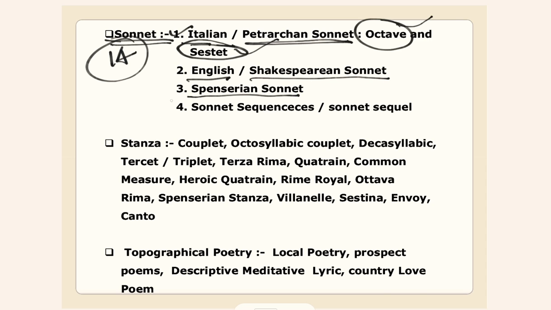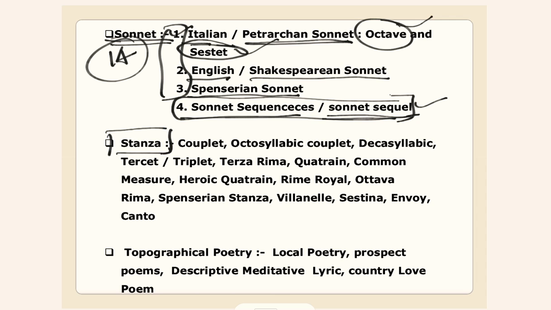Spenserian sonnet. So these are the three important types of sonnets in English we have. Then a sonnet sequence or sonnet cycle is a collection of sonnets which are interlinked to each other.